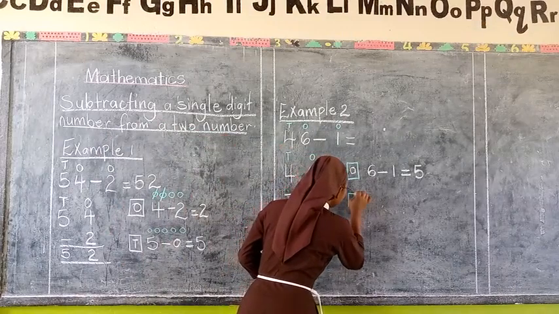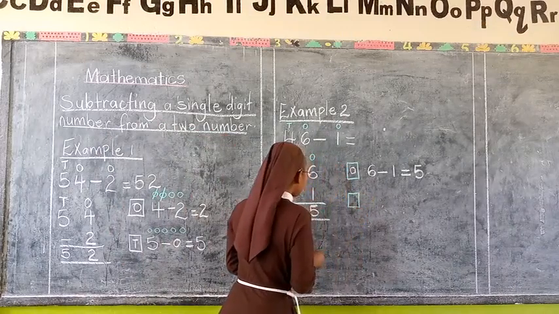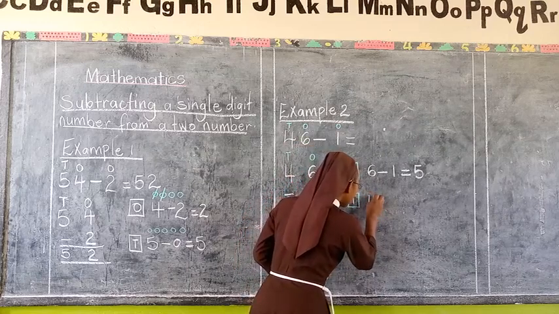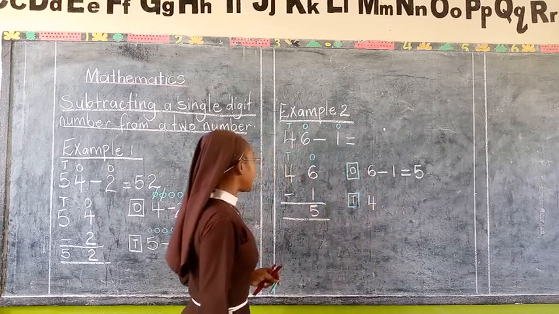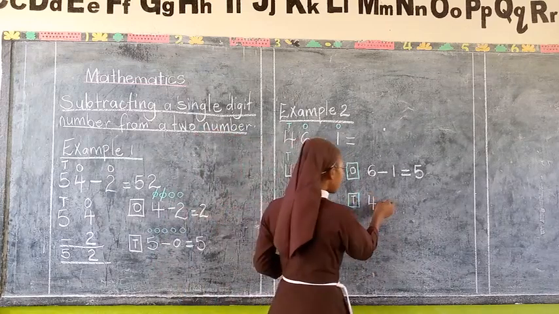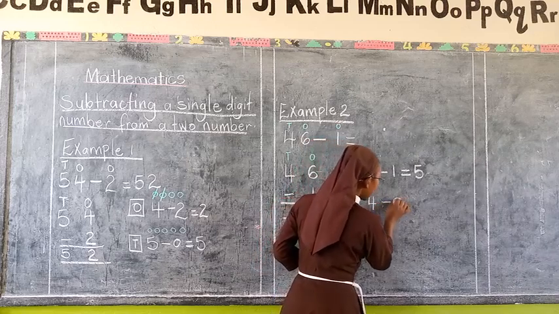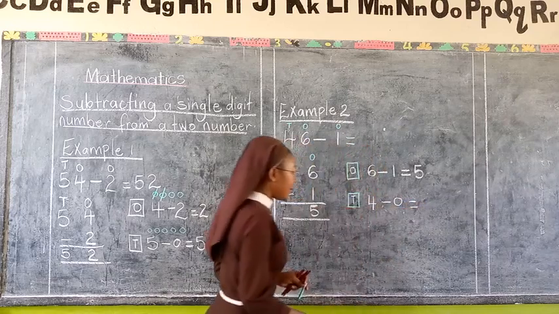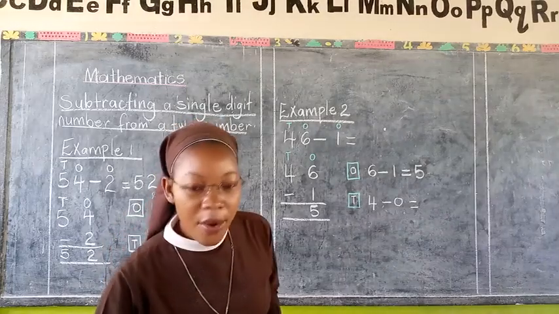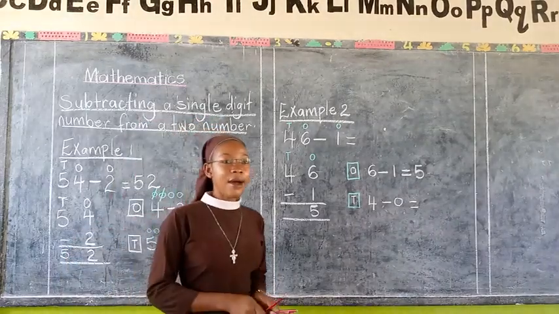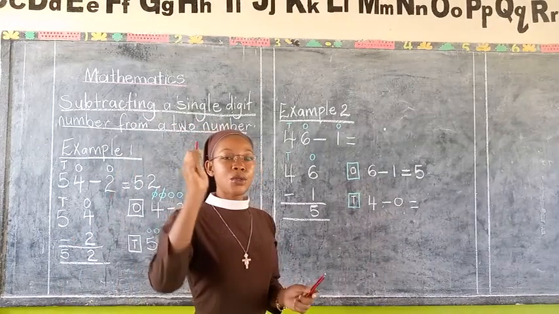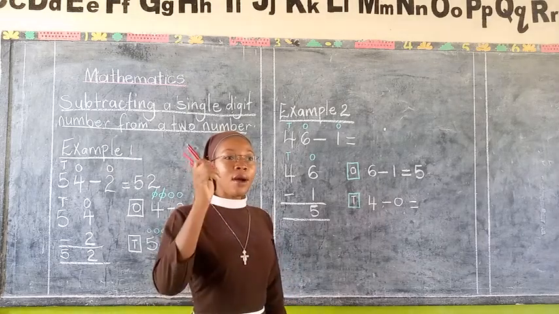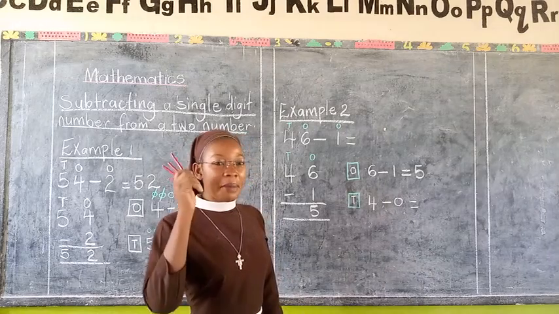We go to the 10s. Under the 10s, we have 4. Which other number do we have under the 10s? We have nothing. So we shall write 4 take away 0. We say 0 is the same as nothing. So we shall count our 4 counters. Let's count. 1, 2, 3, 4. These are 4 counters, or they are 4 pencils.